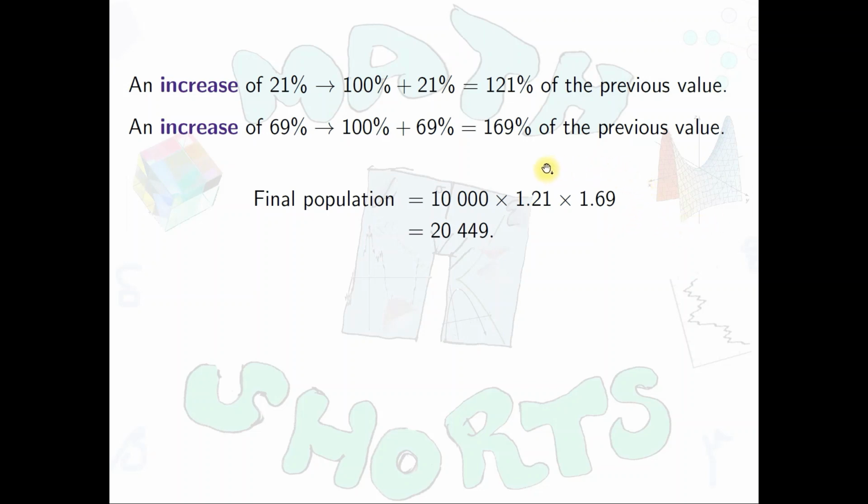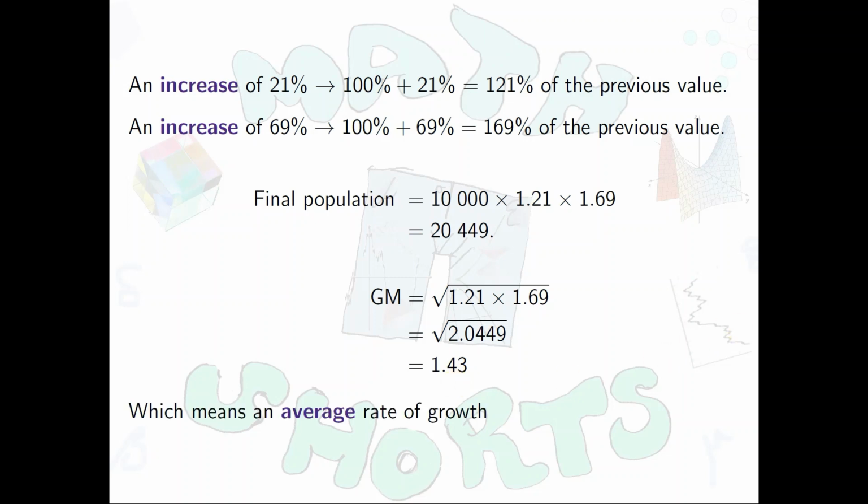Now, if we look at what's happening, we actually got our result by multiplication. We're multiplying these two factors together. So our problem involves multiplication. So that sort of suggests the geometric mean. So let's look at the geometric mean of these two numbers. So the geometric mean would be to multiply them together and take the root. There's only two of them, so it's going to be the square root, which turns out to be 1.43, which, if we think about what that means, we're going to be 1.43 or 143% of the previous year, which means that we had an average growth rate of 43% as opposed to 45%.